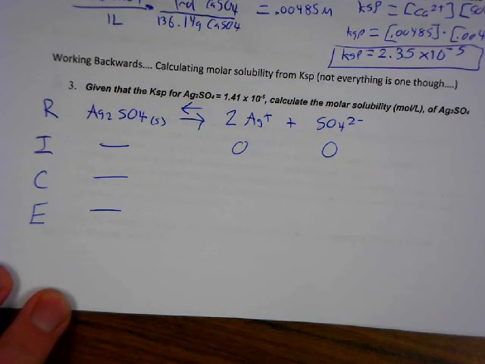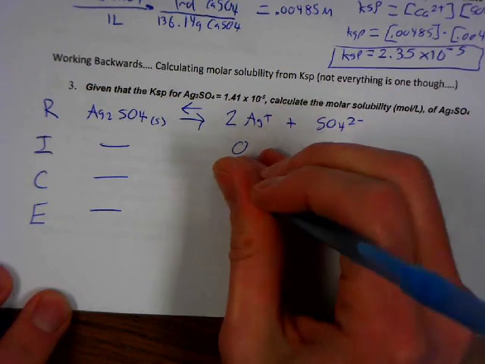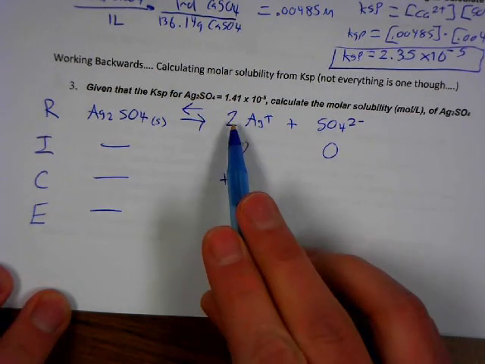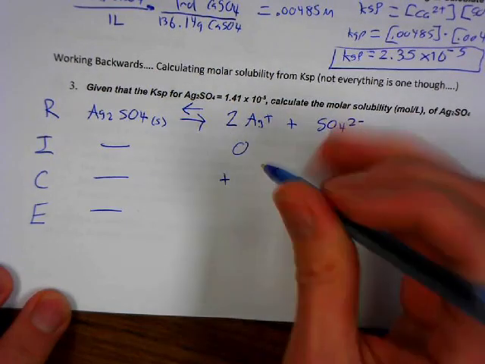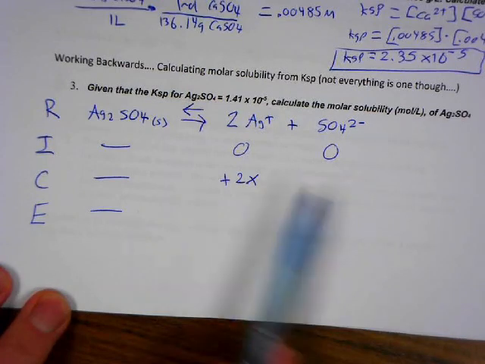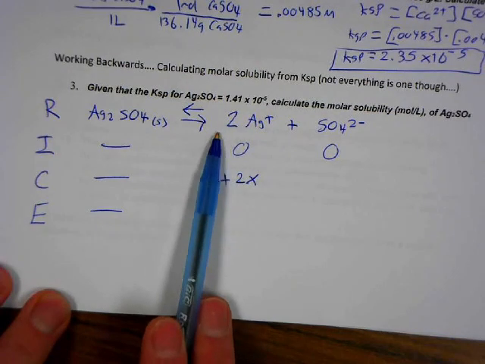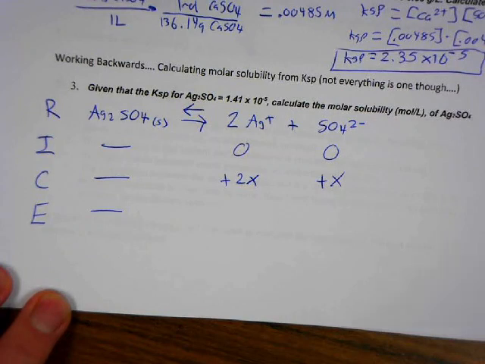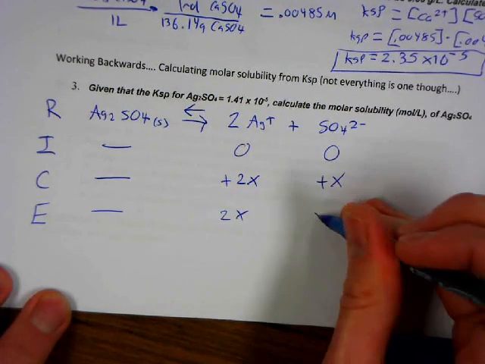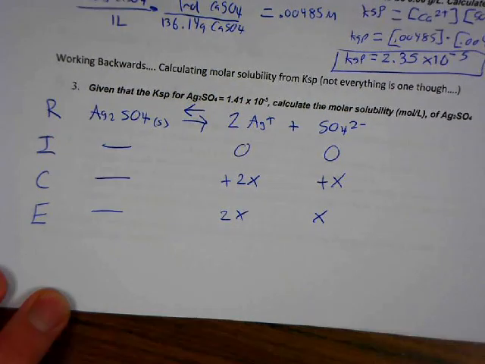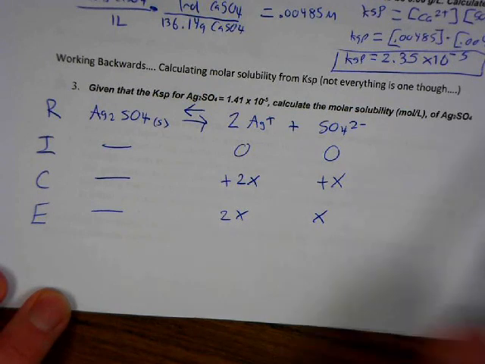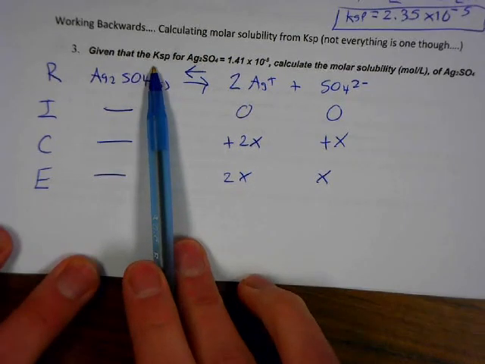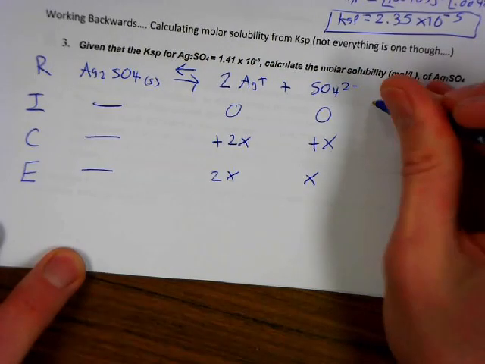We don't know. 0. If I haven't dissolved anything, you're not going to start with anything, right? Plus how much? x. Plus 2x, because now I have a coefficient on this other ion. This is going to be plus x. So I have 2x and I have x for my equilibrium.